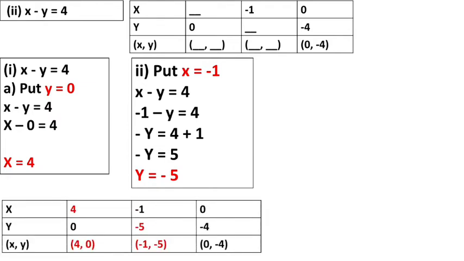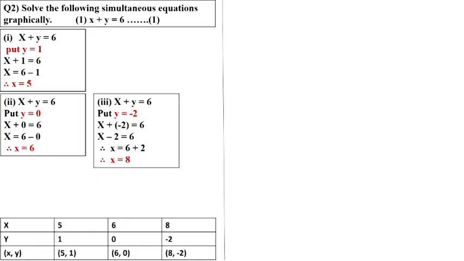Here I have highlighted the answers with the red color. Now the next table. In the first one we have taken y value 1 and the x value came 5, so (5, 1) is the coordinate. In the second one we have taken y value 0, so the x value we got is 6, and (6, 0) is the coordinate. In the third one we took y value minus 2, so the x value we got is 8. So (8, minus 2) is the coordinate. With the help of this table, we will draw the collinear line on the graph.